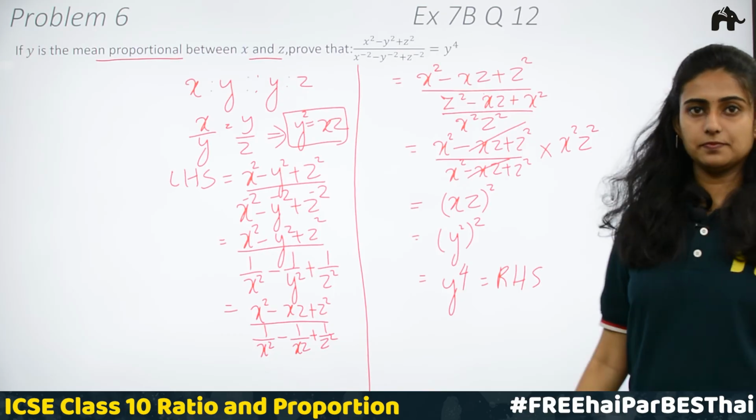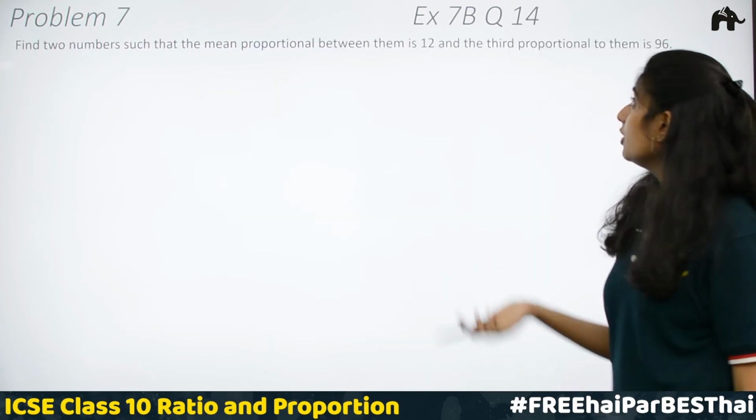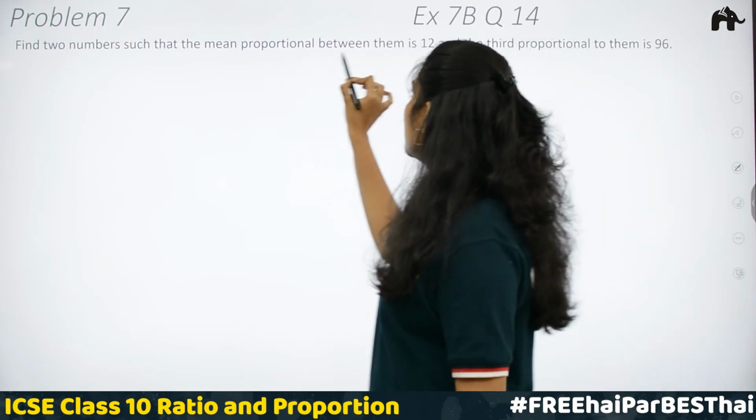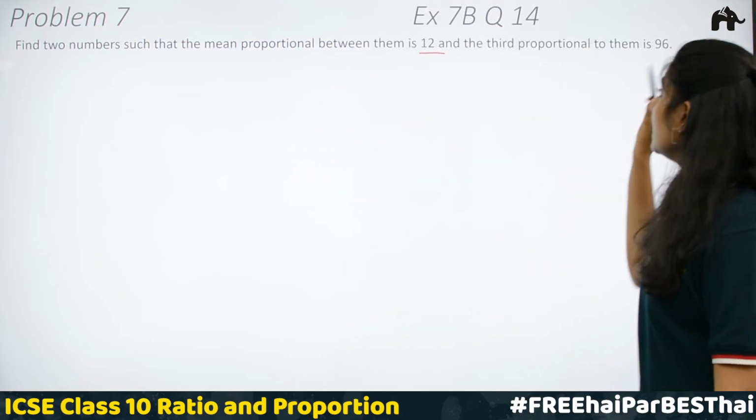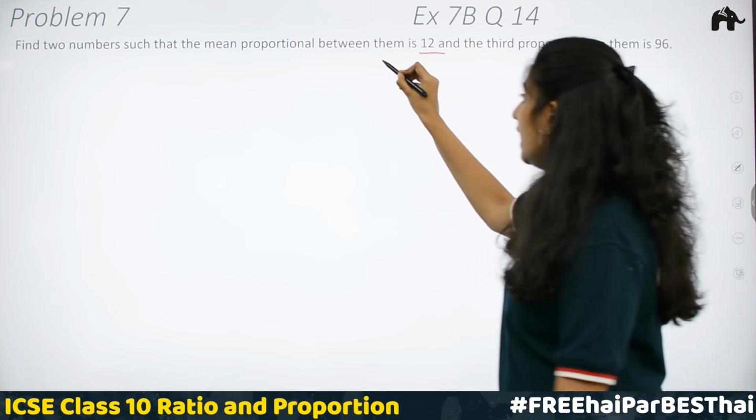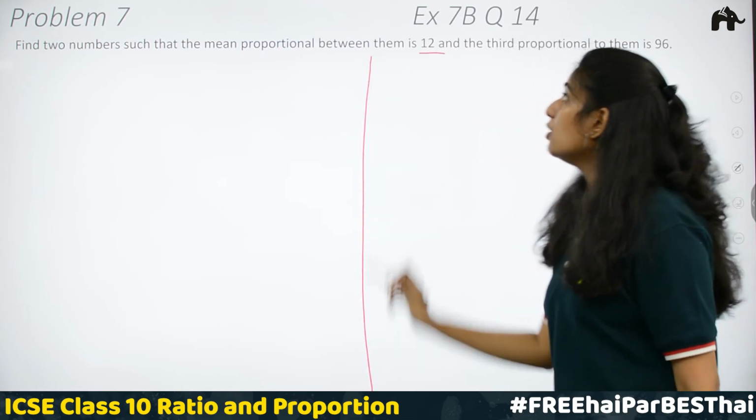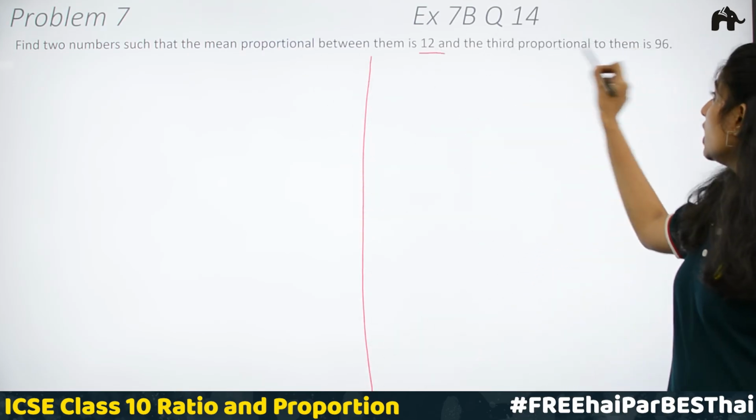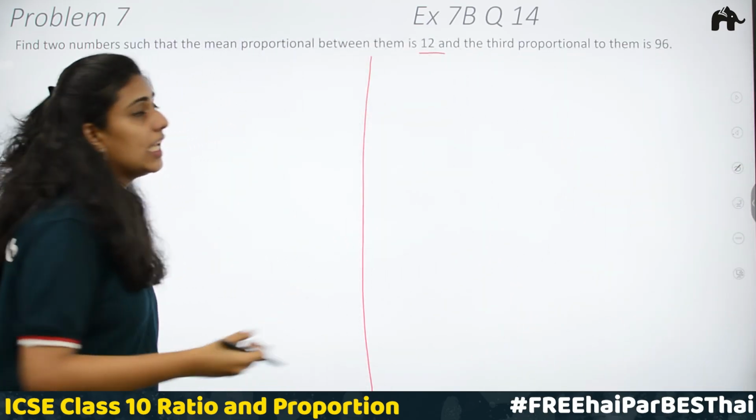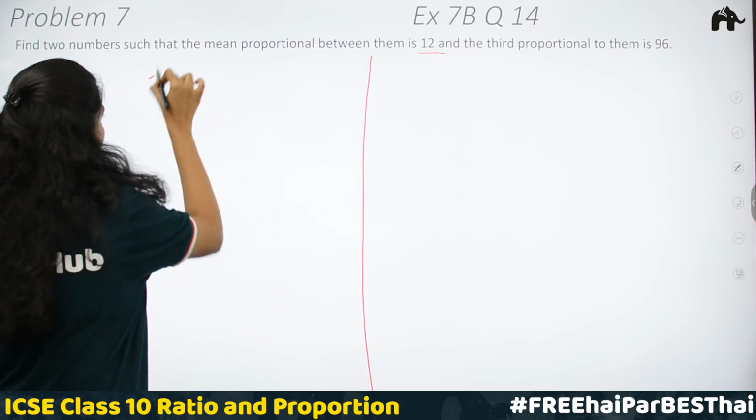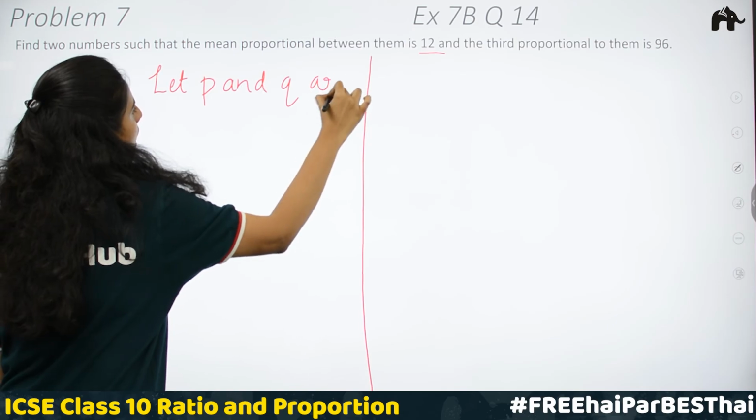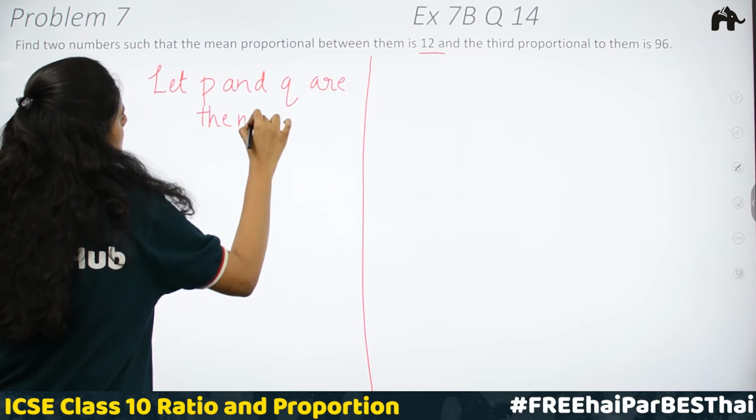Got it? Problem 7, question 14 of exercise 7b. Find two numbers such that the mean proportional between them is 12 and the third proportional to them is 96. We have to take two numbers such that the mean proportional is 12 and the third proportional is 96. Okay, let us take p and q as the numbers. Let p and q be the numbers.